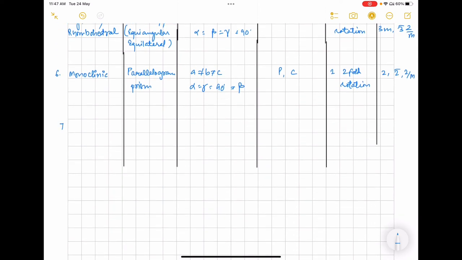And the last is the triclinic, the least symmetric one, with a general parallelepiped unit cell. Lattice parameters have no constraints, all of them are independent. And only primitive lattice and one-fold rotation axis. The point groups are 1 and 1-bar.